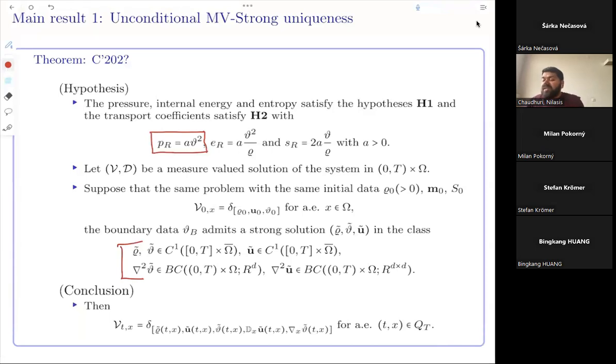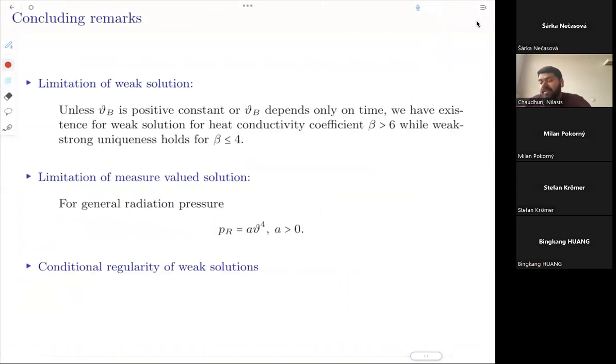This is nothing more than just checking that the measure valued approach is also working with this ballistic energy formulation. And here are the concluding remarks. The first, I would mention both cases have some limitation. The main limitation: for the weak solution case, we proved the existence for a very general case. But the weak-strong uniqueness, we cannot prove up to general beta due to some structural problem. We cannot go beyond beta being like 4.